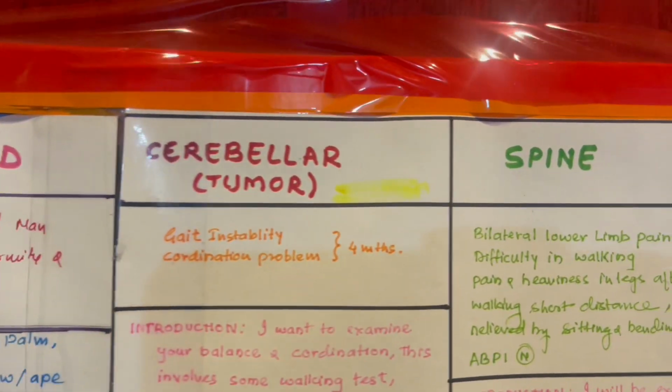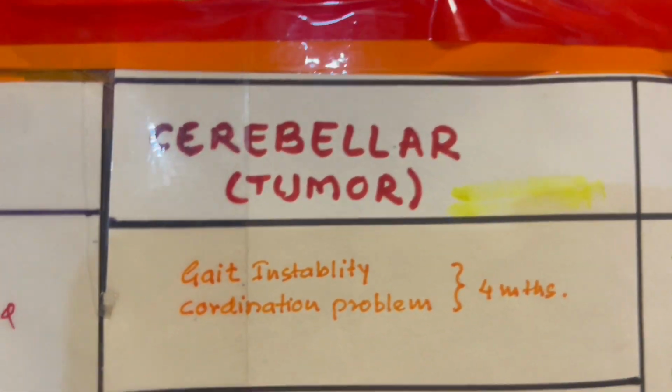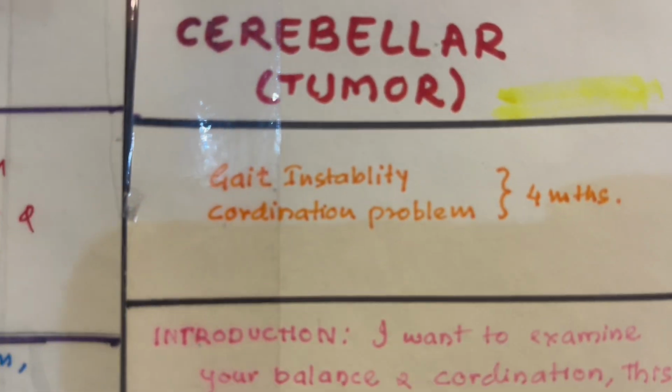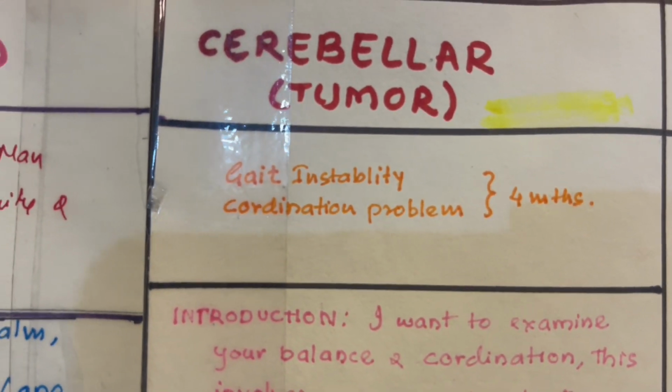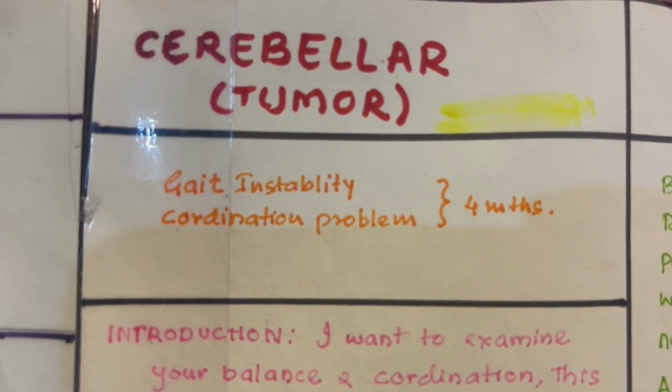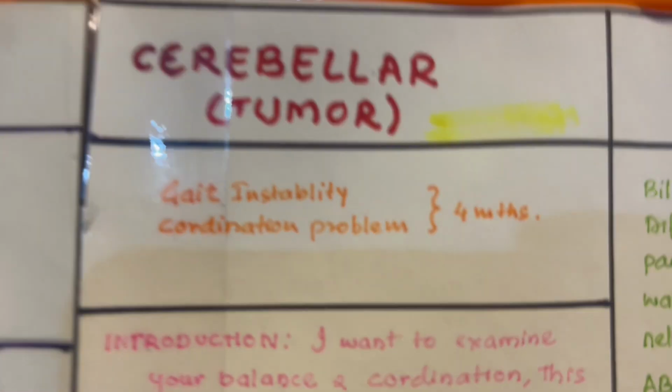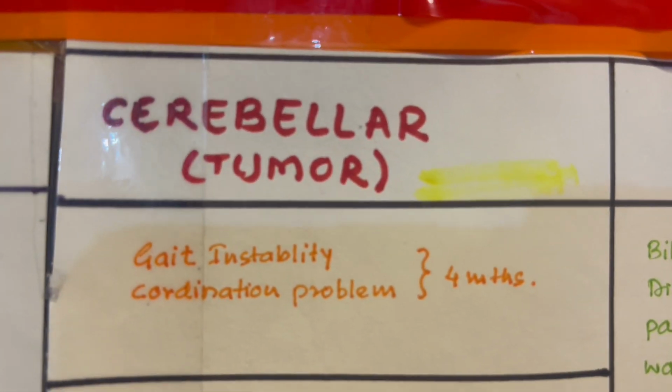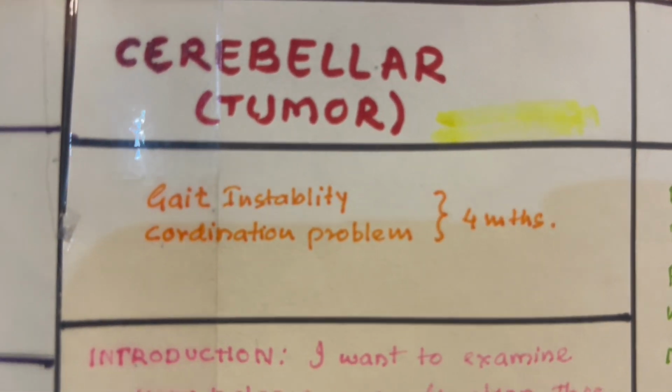So the next short station will be covering the central nervous system. This is about cerebellar tumor. You get a stem where the patient is having gait instability and coordination problem. When you get this type of stem, you have to do the examination. Gait instability and coordination means you have to think of cerebellar tumor.